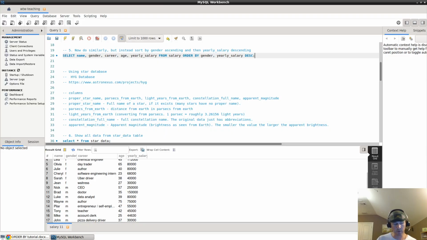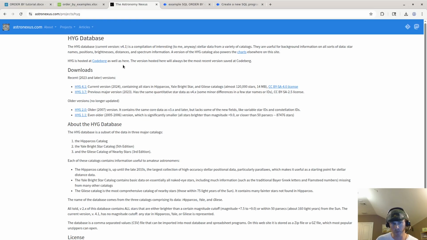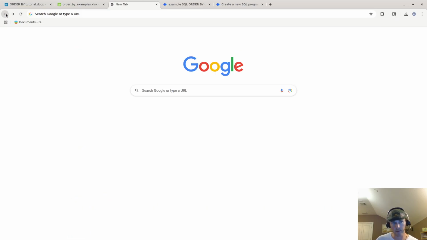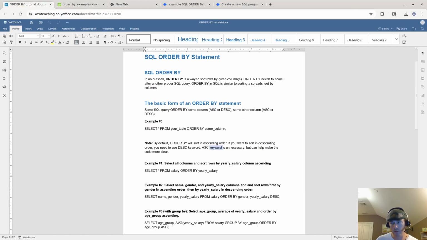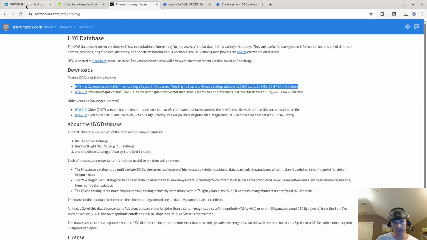Now what I want to show you is this star database. So go back here. Okay, so this is a very interesting database, and you're going to see the data. It has almost 120,000 stars, and I think it's quite interesting.